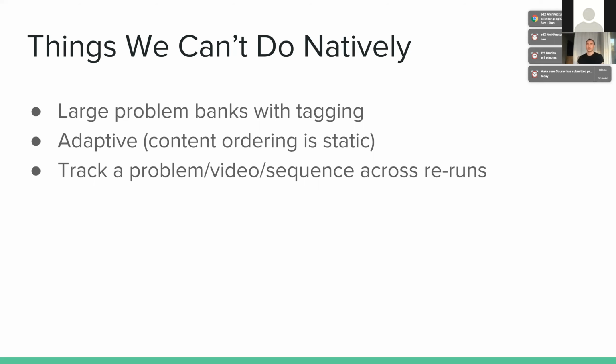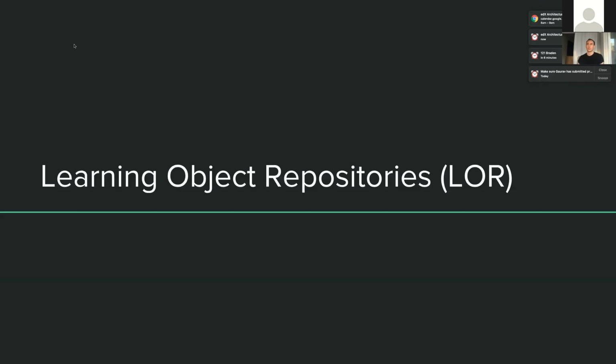Also, it's difficult to track a problem, video or sequence across reruns. Like, a lot of times there's just absolute copying, and it's hard to tell, for instance, how well used is this problem? How do people do on it? How much value do people find in it? Next. And okay, that's the end of my part.